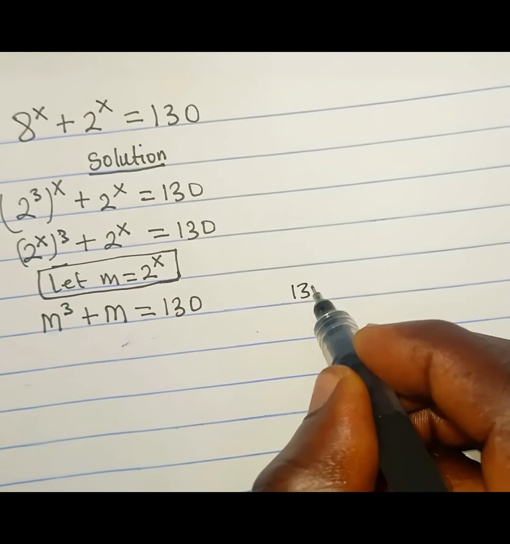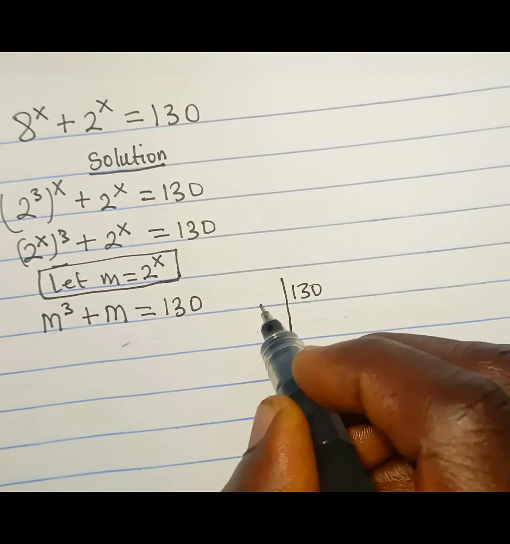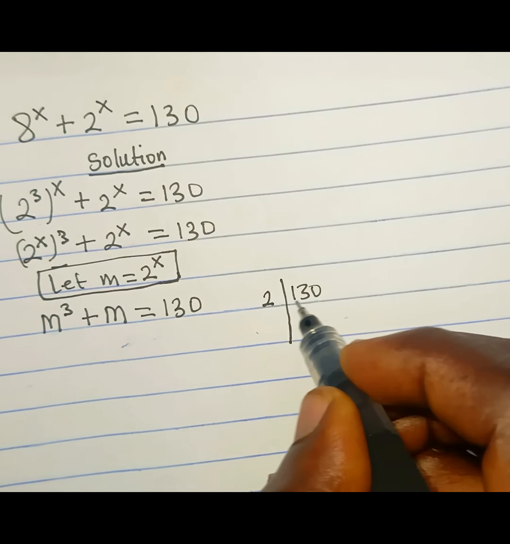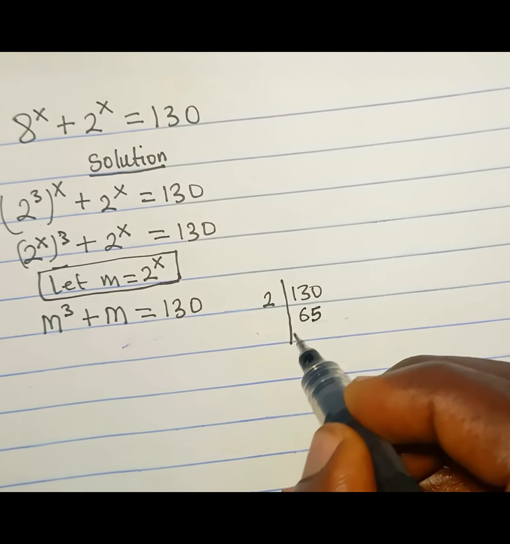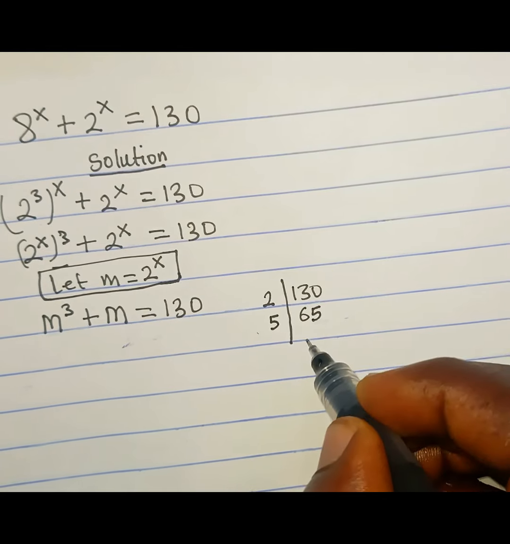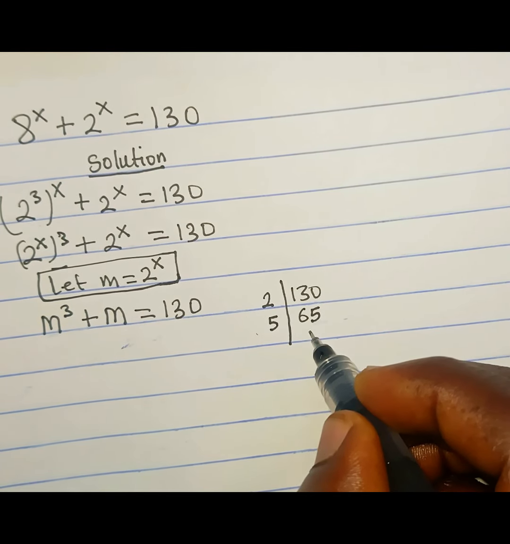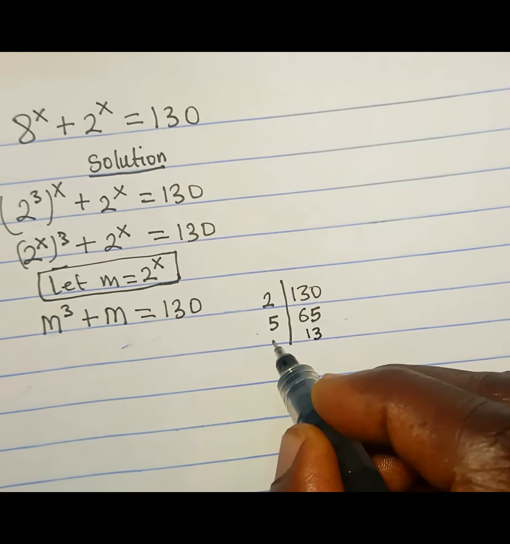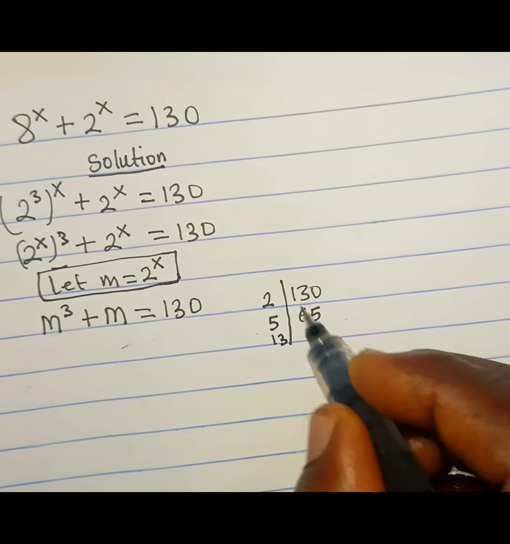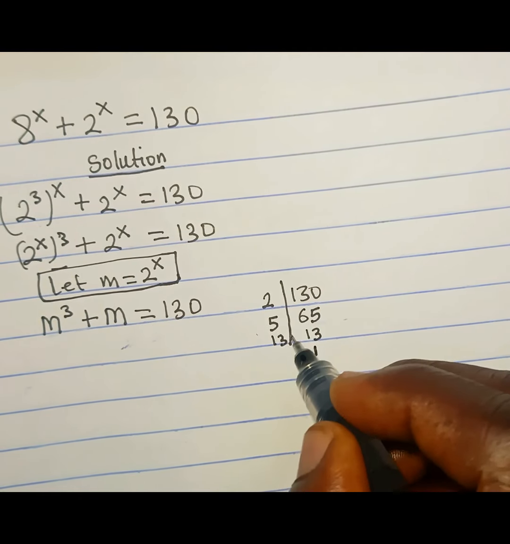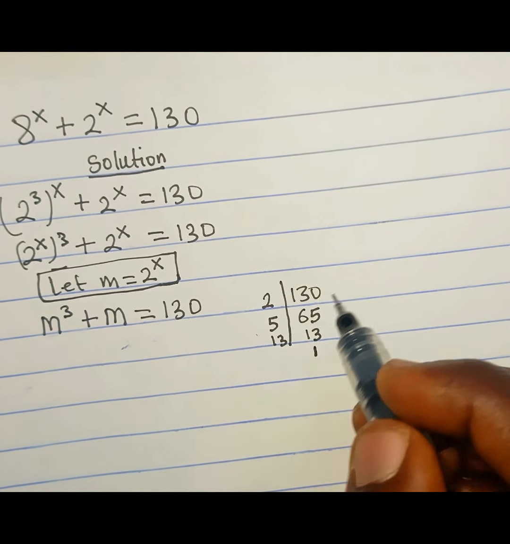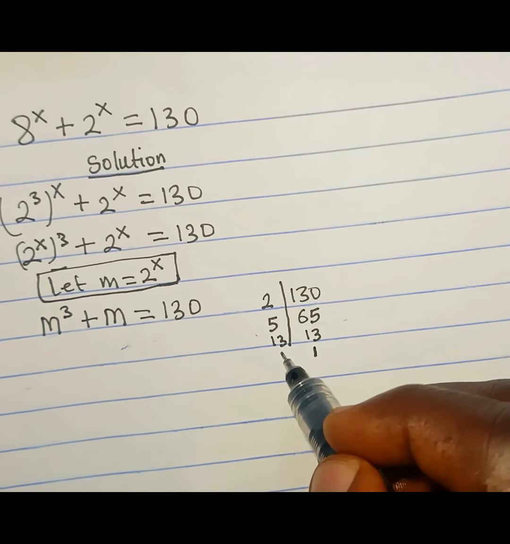From here, you need to pay attention and watch very carefully. We have 130 here as a constant. When 2 divides 130, we get 65. Then when 5 divides 65, we get 13. Then 13 into 13 is going to be 1. So these three are factors of 130. Though there are many factors, we're going to consider just these three.